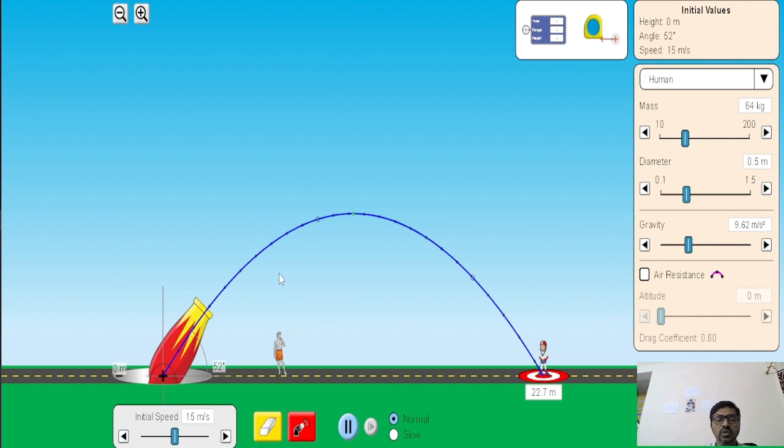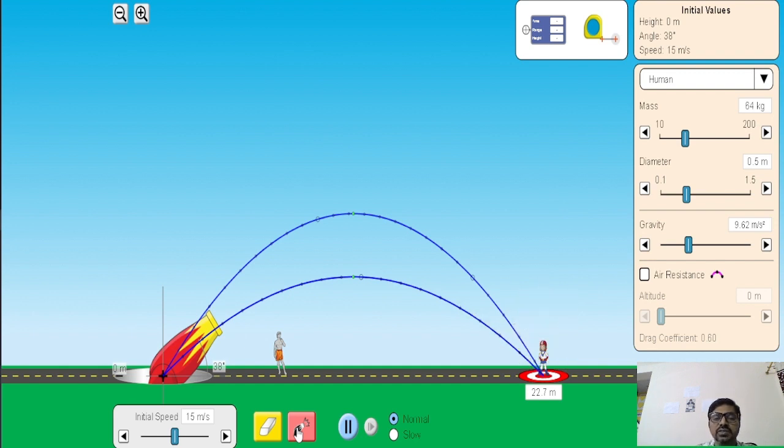Okay, now let's look at the complementary angle to it. What is complementary to 52? 52 plus 38 would be 90. So 38 is another angle where you expect the range to be the same. Let's check it out. Will you have the same range? Yes, you will have the same range, but the paths are different definitely. So this is one important point. Whenever the angles of projection are complementary to each other, the range is coming out to be the same. So that is one important aspect.